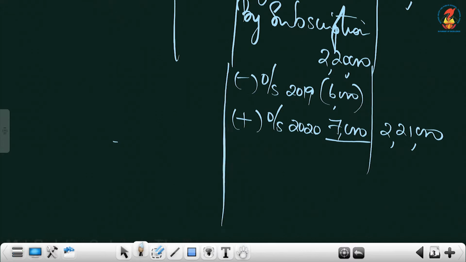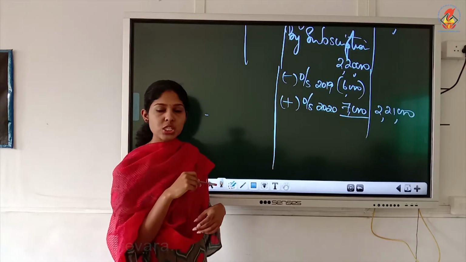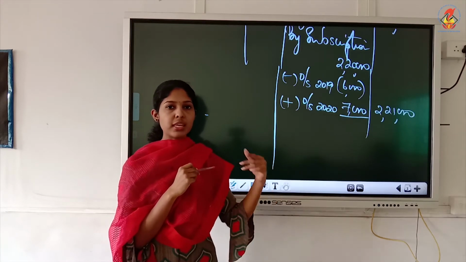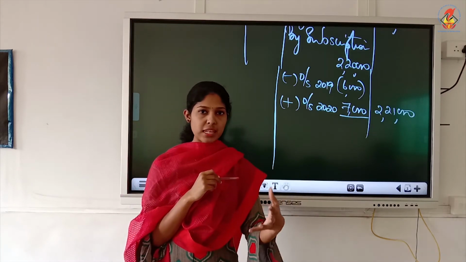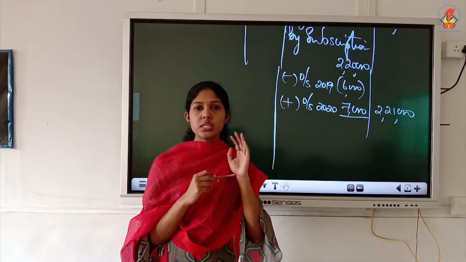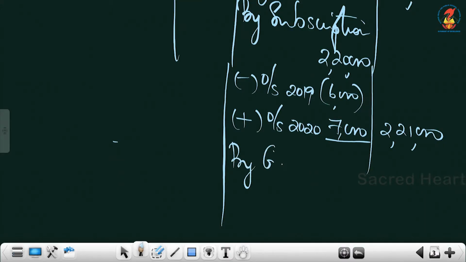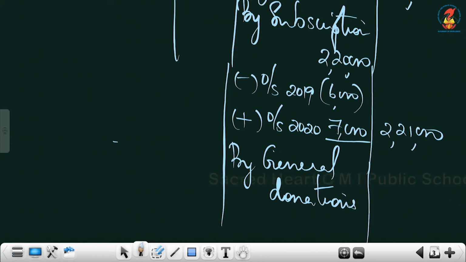Then the next item given there is general donation. Since it is general, we can write it here. Then in one question they didn't mention anything, simply donation, also general donation. Okay, which we can consider as revenue. 56,100.